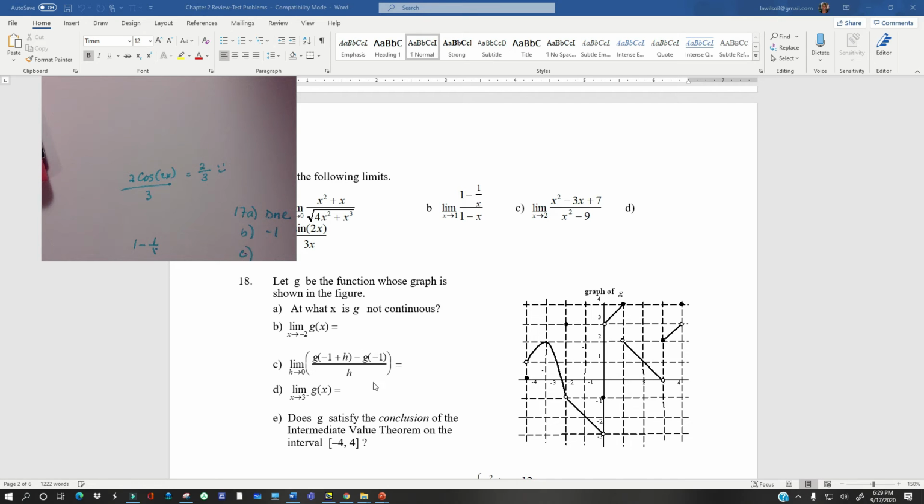Now this right here means, so you notice these have x approaches a number. This is h approaches a number. So what they're asking you for is, what is the derivative of this function g when x is equal to -1? In other words, what's the slope of the tangent line to this graph at -1? Well, if I come down to -1 and I plot a point and draw a tangent line, my tangent line is going to coincide with this line segment that's right here. They're going to have the same slope, right? The derivative of a linear function is the slope of the linear function.